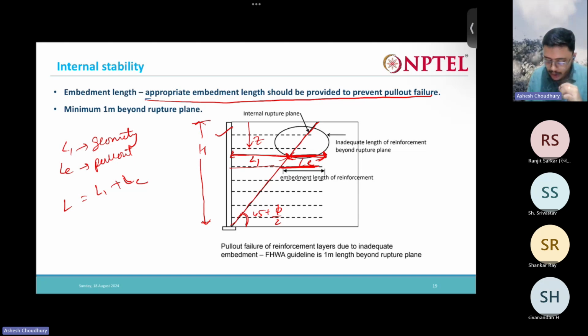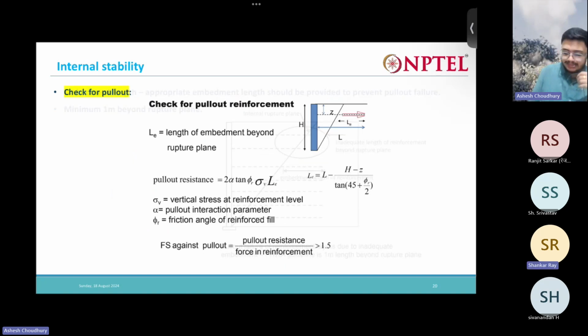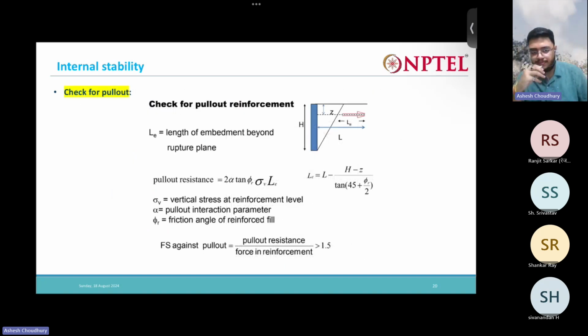Now FHWA recommends that this minimum is 1 meter. Okay, so minimum we have to give 1 meter. This is given by FHWA. Now, as I said, how to calculate this LE? So LE will be calculated. If LE is less than 1 meter, we will put 1 meter. If it is more than 1 meter, we will put that value. So minimum 1 meter you have to put.